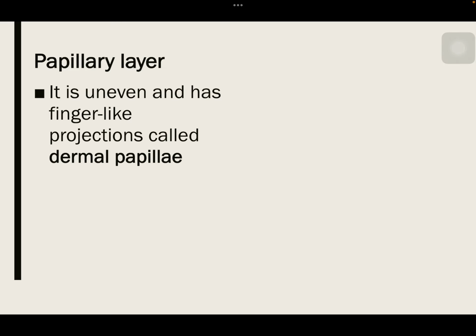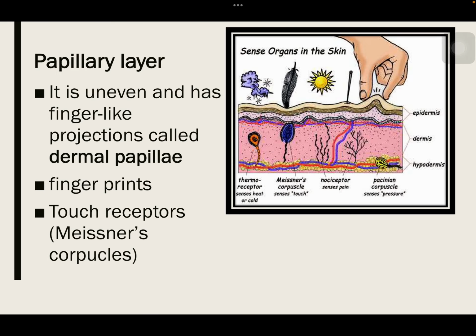The papillary layer is the layer that is uneven and has finger-like projections called the dermal papillae. It is also the layer that forms your fingerprints. That's why if you look at your fingerprints, they are irregular. There are areas that are raised, and there are areas that are depressed. It's because of your papillary layer. It also contains the touch receptors, or your Meissner's corpuscles, which are sensitive to light touch.